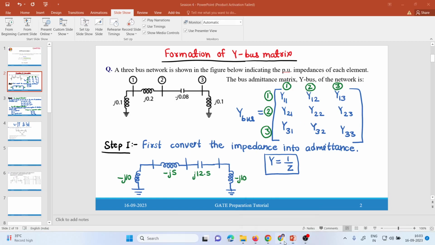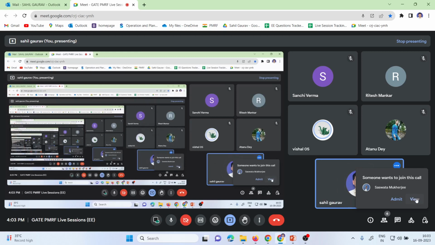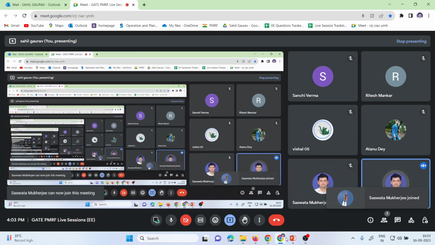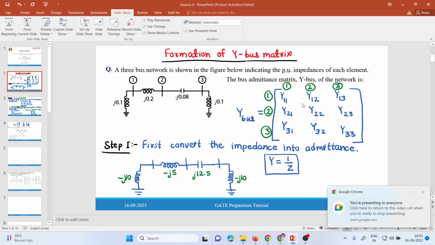And we represent the various elements of the Y-bus matrix as Y11, Y12, Y13. The diagonal elements are Y11, Y22 and Y33, and the off-diagonal elements are Y12 and so on, where the first index represents the row and the second represents the column. Accordingly, you can write the Y-bus matrix. So we need to find all these values. How will we do it?